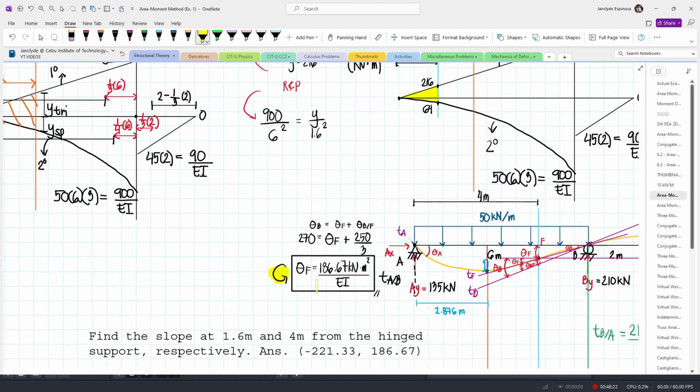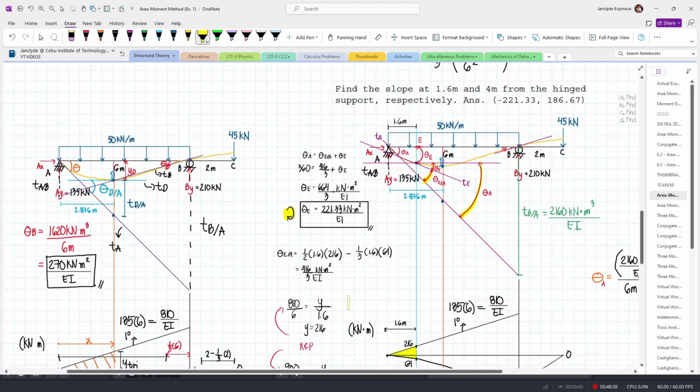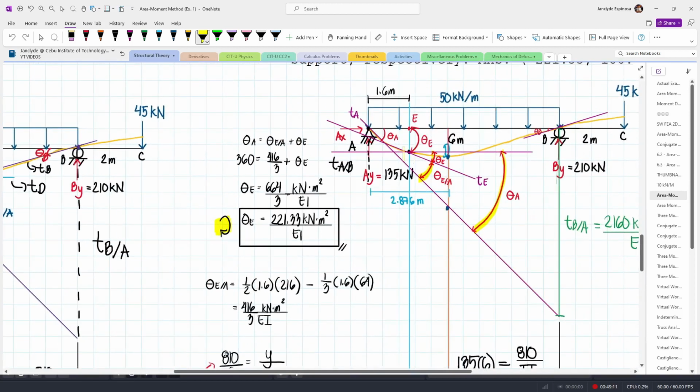Now sir, di ba sinabi mo na positive is counterclockwise and the negative is clockwise? But dito, positive yung result. Bakit counterclockwise? Again, gumamit kasi tayo ng ratio and proportion. Kaya kinailangan natin na gamitin yung absolute values. But you have to take note of the figure. Since clockwise yung rotation dito, although we used absolute values, magiging clockwise pa rin yung rotation. Kasi yan naman talaga yung assumption natin dito sa ratio and proportion natin.